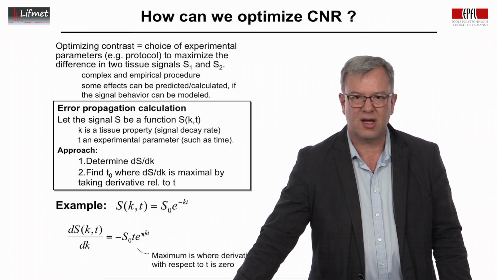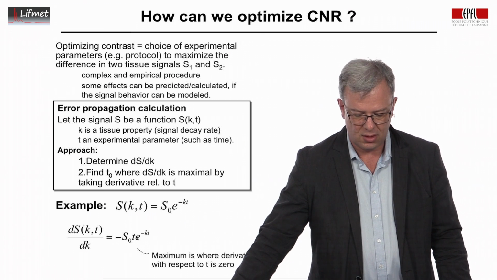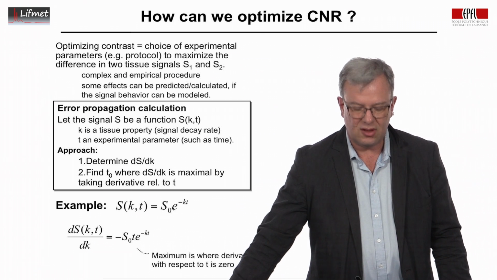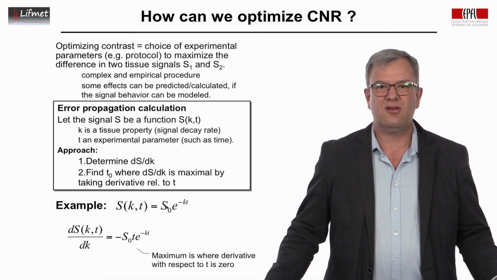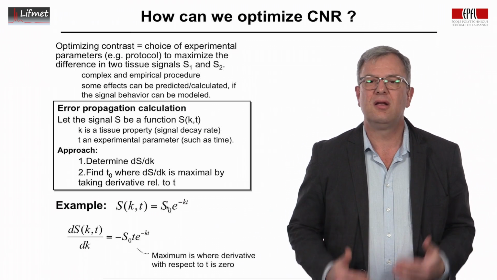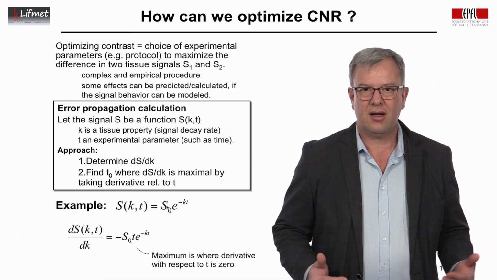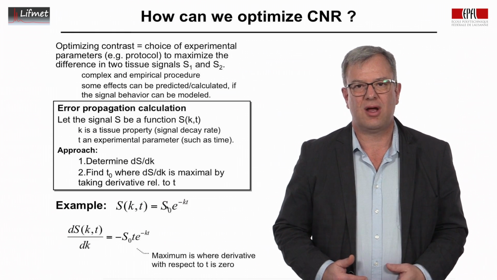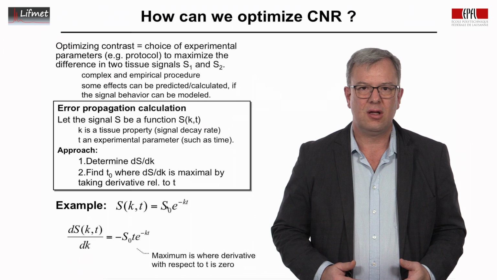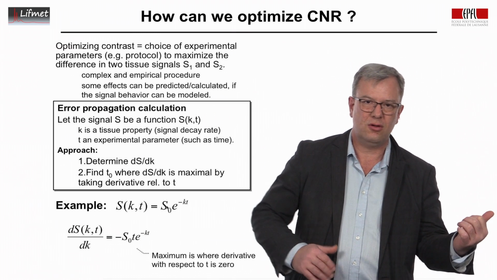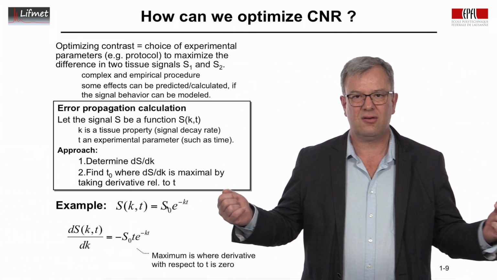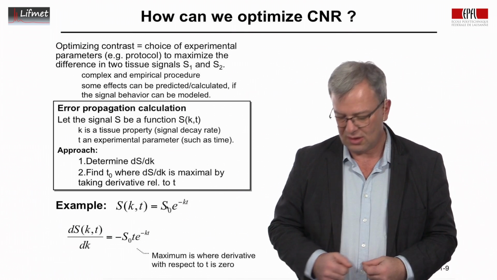On the other hand, if I choose t equals 0, this function here is 0. 0 times e to the minus 0 is 0. The function actually, it turns out, at t equals 0 is equal to s0. So it's s0 no matter what the k is. So I have no ability to distinguish the tissue parameter k at time 0. So neither at time 0 nor at time infinity do I have an ability to discriminate two tissues based on the parameter k.